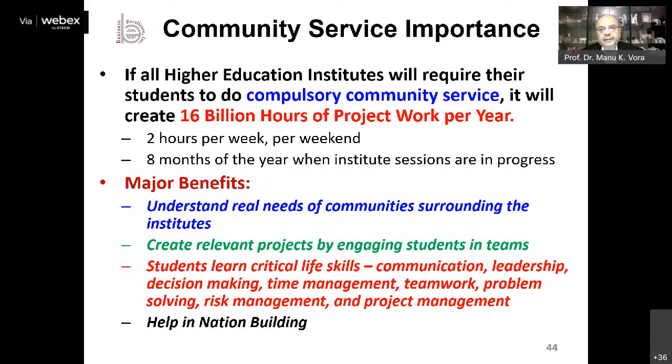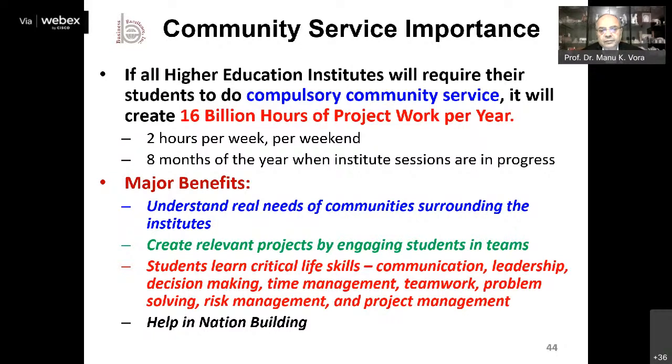Now, let me bring in another important topic of community service. So, if all the higher education institutes require students to do compulsory community service, it will create 16 billion hours of project work per year. And it requires only simply 2 hours per week per weekend for 8 months when the institute sessions are in progress at a minimum.